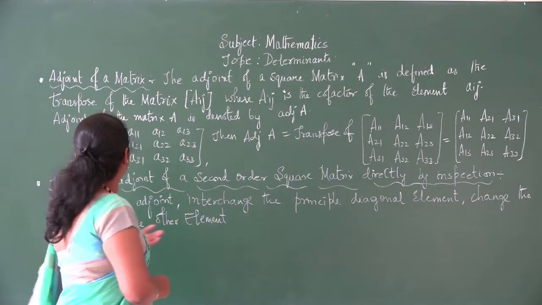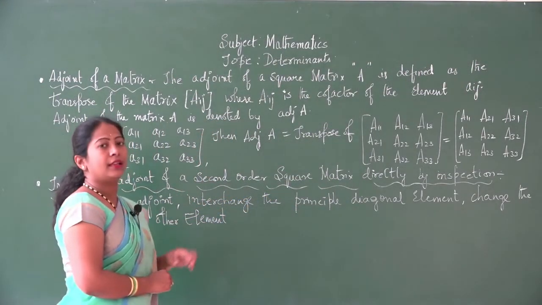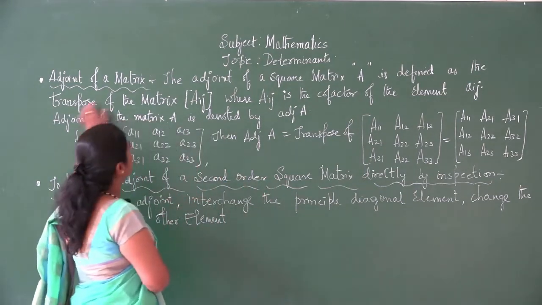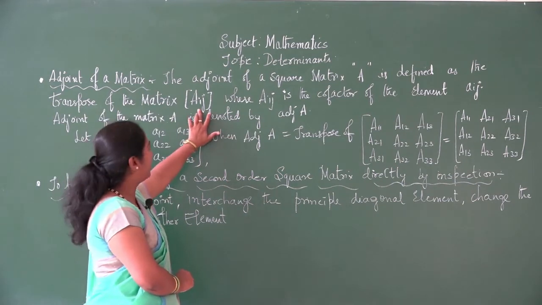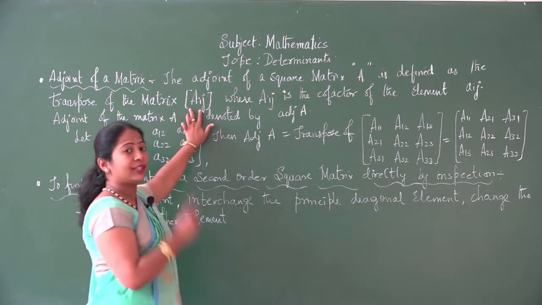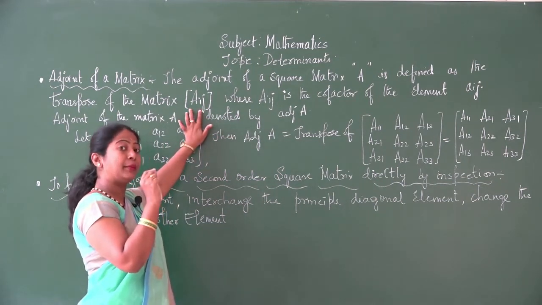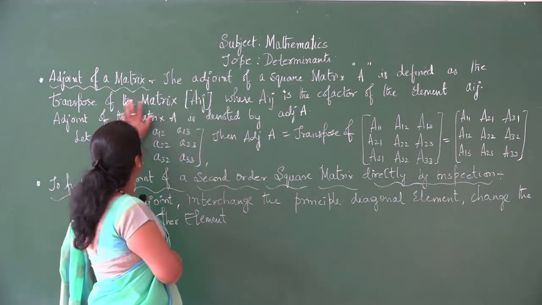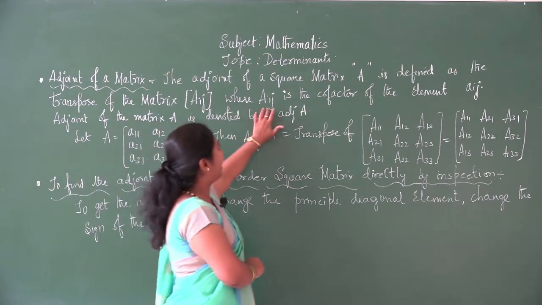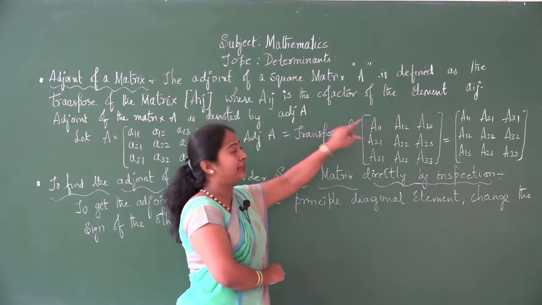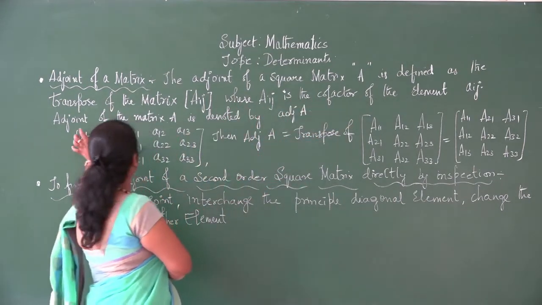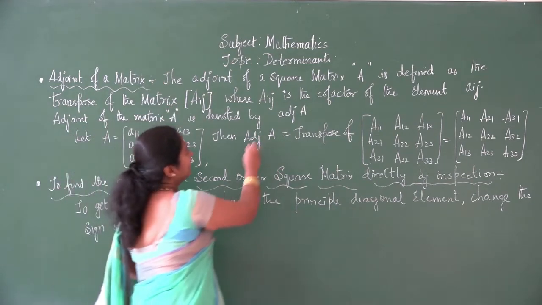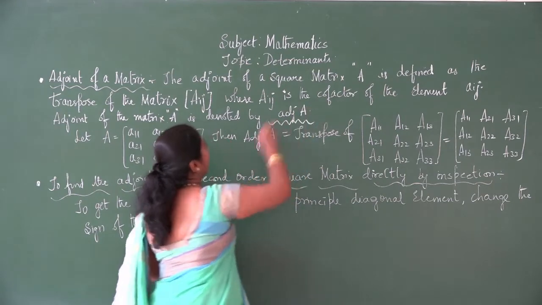Moving on to the next definition, we have adjoint of a matrix. The adjoint of a matrix A is defined as the transpose of the matrix Aij, where Aij, as I mentioned earlier, is nothing but the cofactor matrix. So transpose of the matrix Aij, where Aij is the cofactor of the element aij. Adjoint of the matrix A is denoted by adj A.